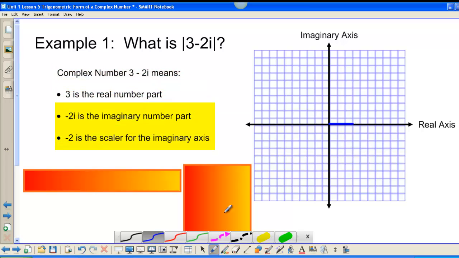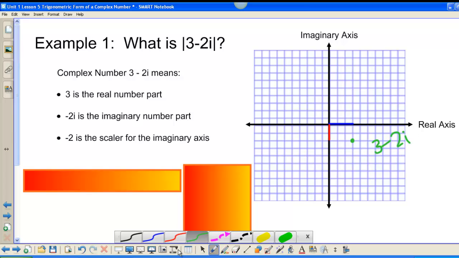Negative 2i is the imaginary number part. So the y-axis is now the imaginary axis on our plane, and negative 2 is considered the scalar for the imaginary axis. So I'm going to go down 2 units, and where those meet, right here, that is the point 3 minus 2i.